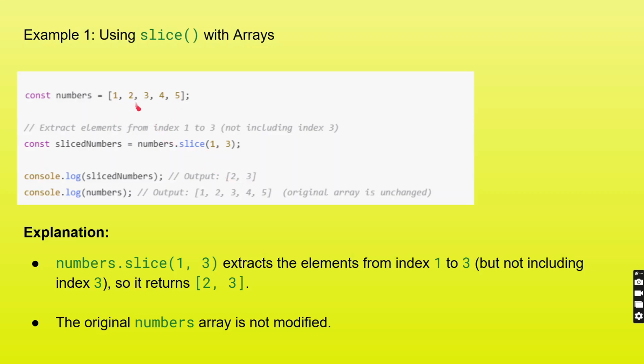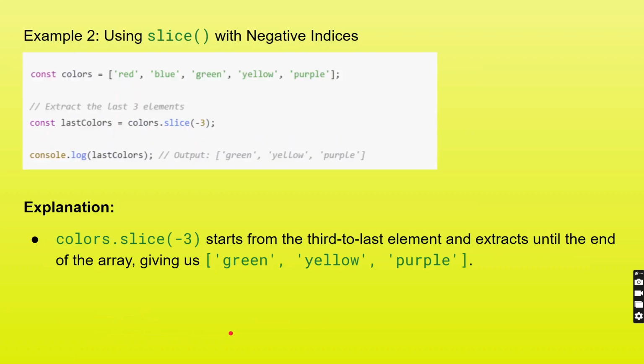When you print with console.log the sliced numbers, the output is 2 and 3, because the indexes are 0 1 2 3 4. So index 1 is the number 2, and index 3 is excluded, so it counts only before it. So 2, 3 is the output, and console.log of numbers outputs 1 2 3 4 5. The original array is unchanged. So numbers.slice(1, 3) extracts the elements from index 1 to 3 but not including index 3, so it returns 2, 3. The original numbers array is not modified.